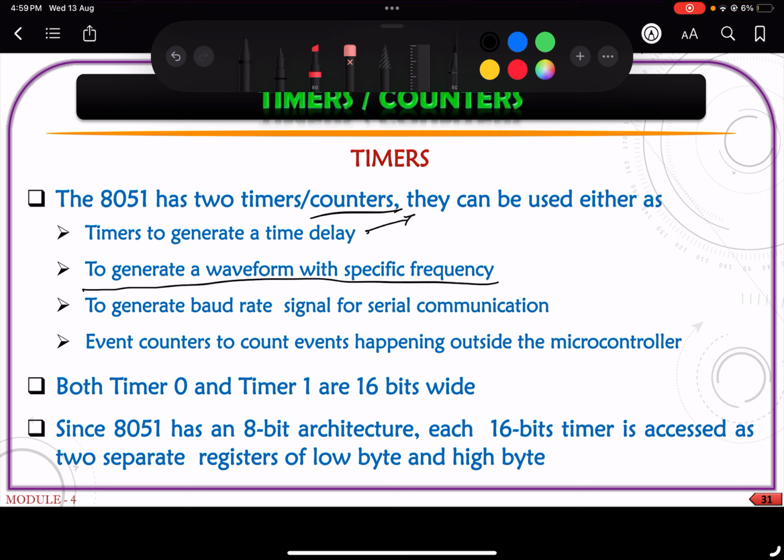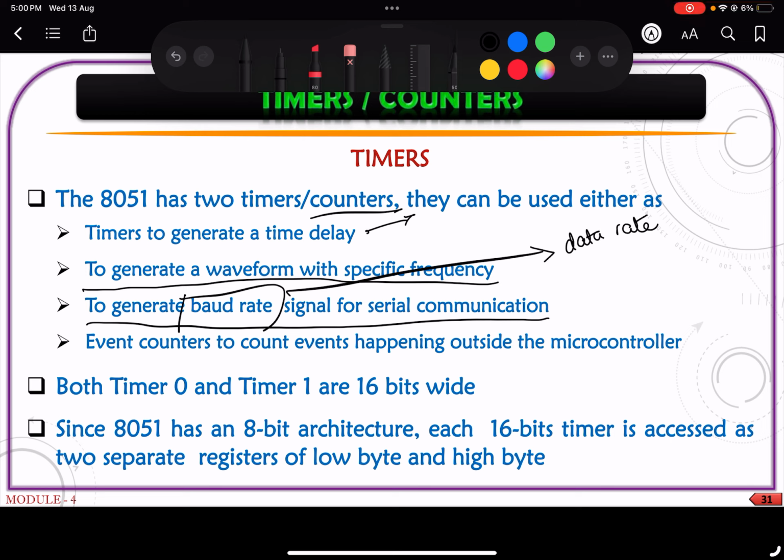To generate a baud rate signal for serial communication. What is baud rate? Baud rate means the rate at which data communication happens. So think of this as data rate. We'll look at serial communication later on, so you'll understand why you use baud rate.